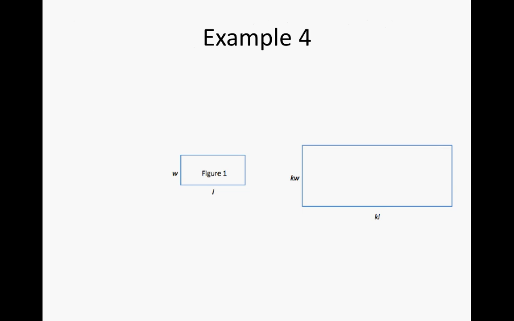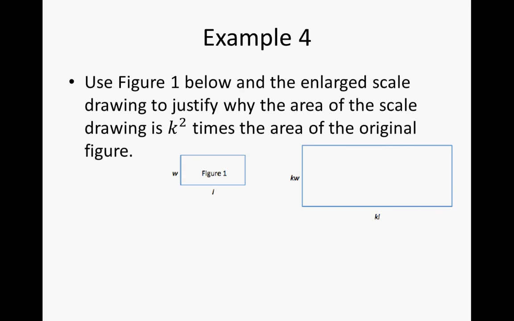All right, example 4. Use figure 1 below in the enlarged scale drawing to justify why the area of the scale drawing is k squared times the area of the original figure. So here we have figure 1, which is width times length, and this figure 2, if it's been enlarged by a scale factor, the scale factor being k, it'd be k times the width and k times the length.